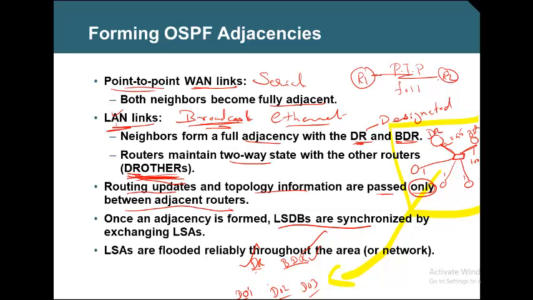Synchronization is happening only with DR and BDR, and also between these two. These two also get synchronized. This all gets synchronized. What I'm trying to say is between these two, it is only neighborship. Neighborship is not full adjacency. Neighborship is, I know you, you know me. That's it.